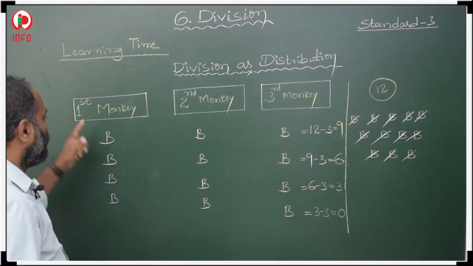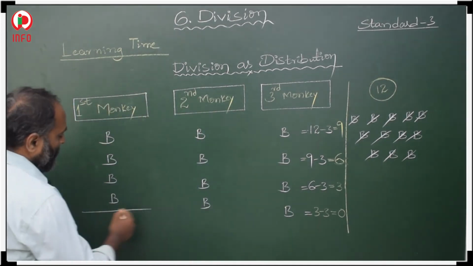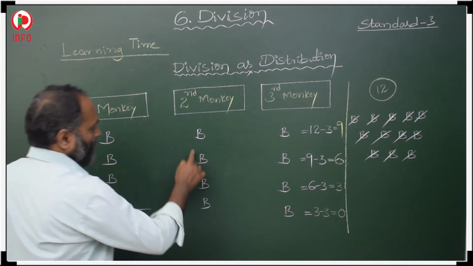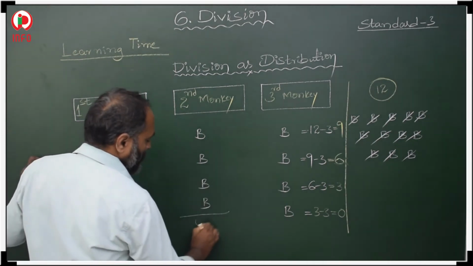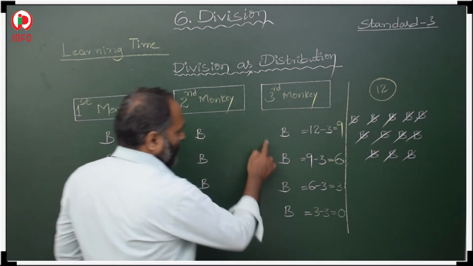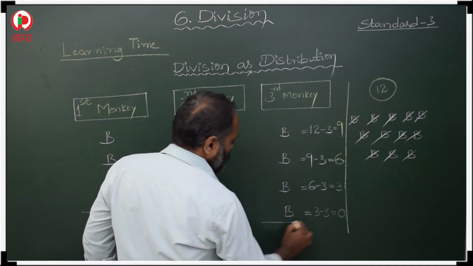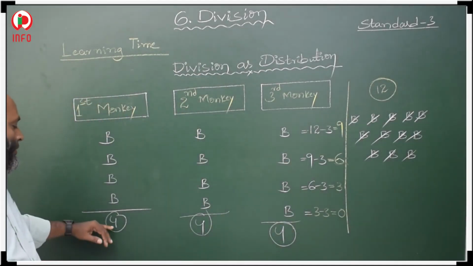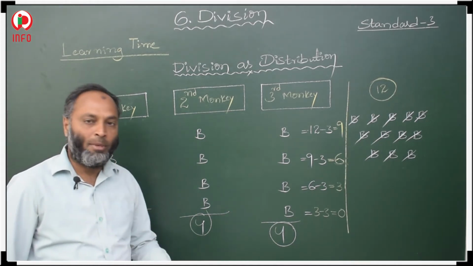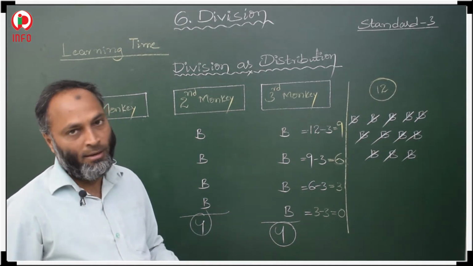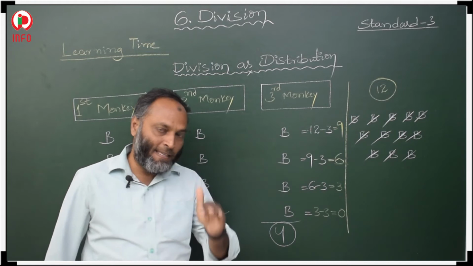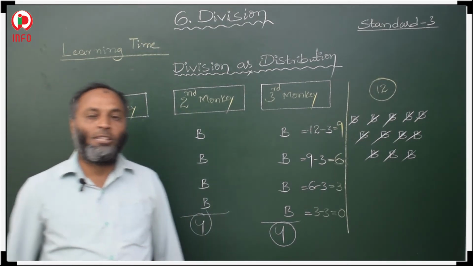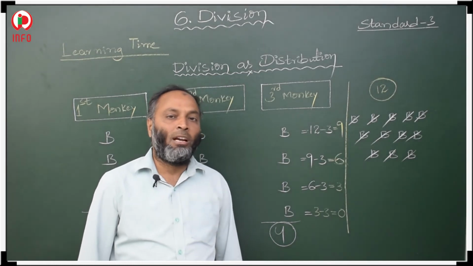Then how many bananas did each monkey get? 1, 2, 3, 4, so 4 bananas. Each monkey got 4 bananas. Equal bananas they got. In this way we have to divide, in this way we have to distribute equally.